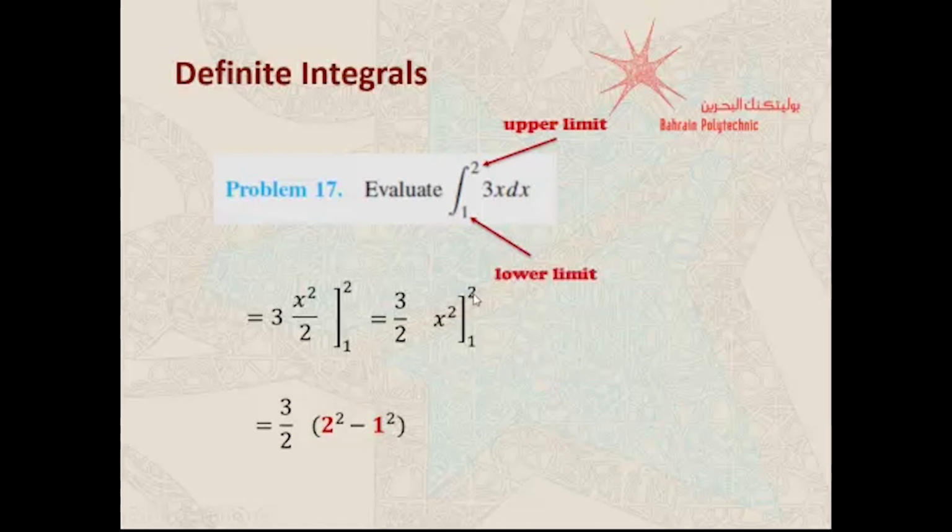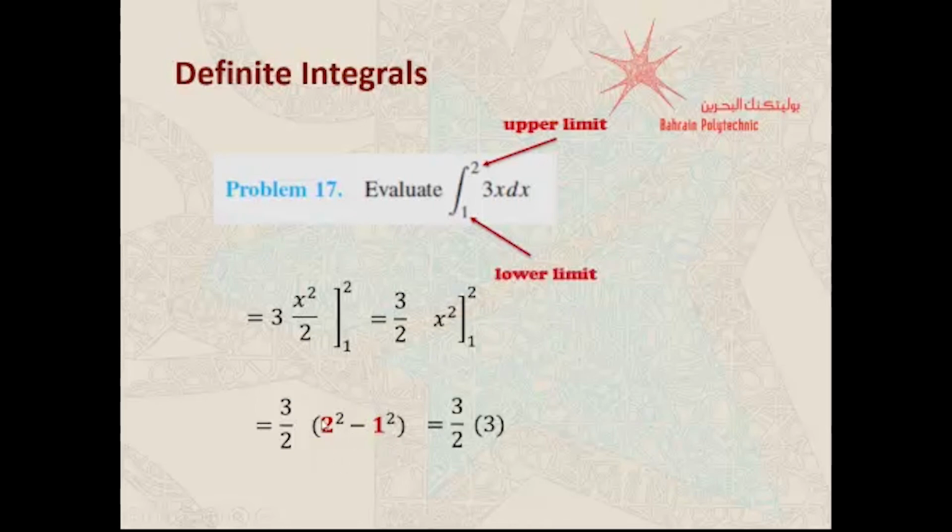Alright, so I've got the 3 over 2 right here. First thing I'm going to substitute with the 2, so instead of the x, you're going to put a 2, minus, and instead of the x, you're going to substitute with the 1. All right, so substitution with the upper limit, substitution with the lower limit, there is a minus sign in between. And put all of this into a bracket, multiply it by the 3/2, which is the number that you left outside.